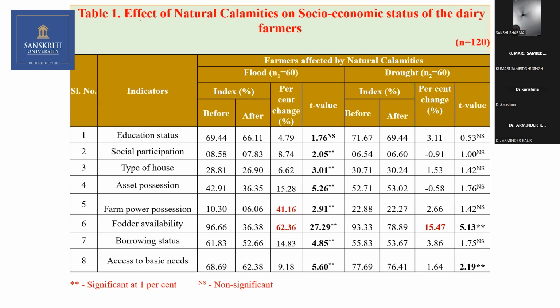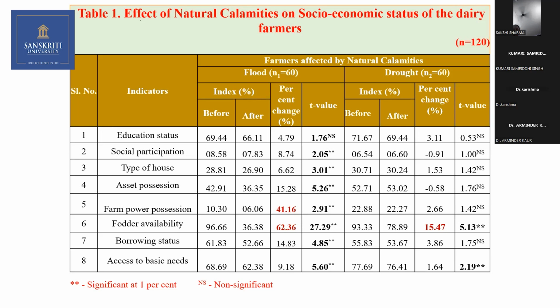And borrowing status, they used to borrow money, but after the flood, because they did not have much farm, the borrowing has reduced significantly, and it is evident from the T value, which is 4.85, which is significant. And access to basic needs, that is also decreased because of the flood, they couldn't go out and they couldn't buy, which is also statistically significant.